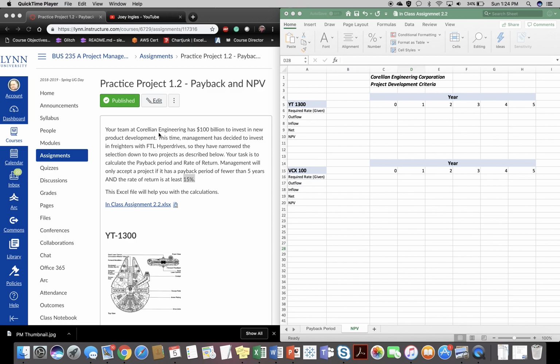Our sponsor, Corellian Engineering, has told us that they want a payback period of fewer than 5 years. So our net present value function is only going to have from year 0 today up through year 5. And we also know that we want a required rate of return of 15%. So that 15% that's highlighted here goes here on our spreadsheet. So we simply type in 15%. And again, 15% here. So now we know what our required rate of return is.